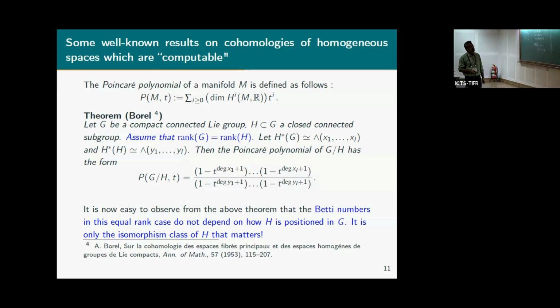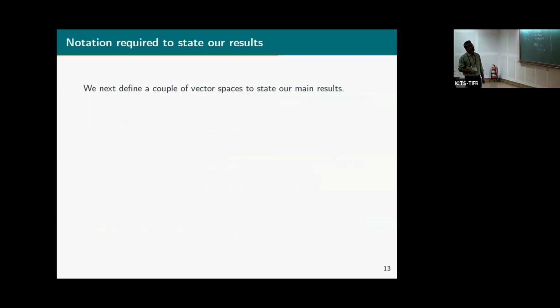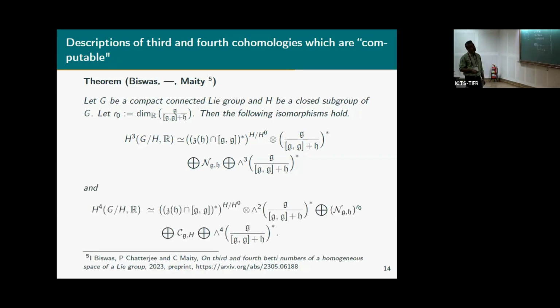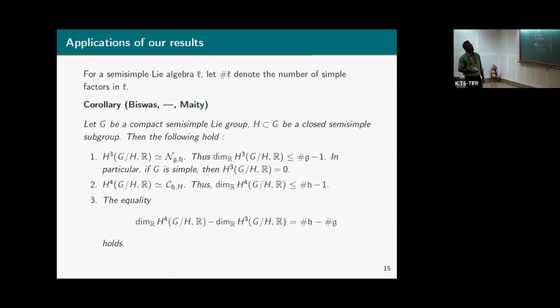But that's not going to be the case here in a general setting. So this is something general. G is any compact connected Lie group, and H is a closed subgroup. Then we have this formula, and you see it depends on how H is positioned inside G. You can draw a lot of corollaries from this.